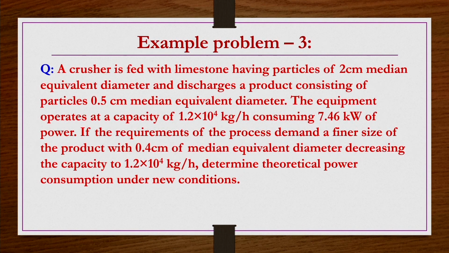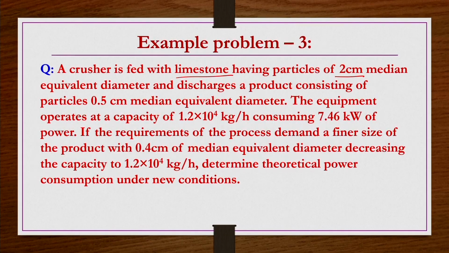Here, a crusher is fed with limestone having particles of 2 centimeters median equivalent diameter. What do you mean by median equivalent diameter? If the median equivalent diameter is dm, that means 50% of the material would have size less than dm, and 50% of the material would have size more than dm. Then dm is known as the median equivalent diameter of the sample.